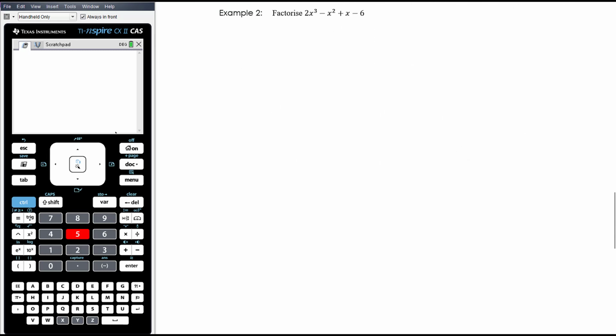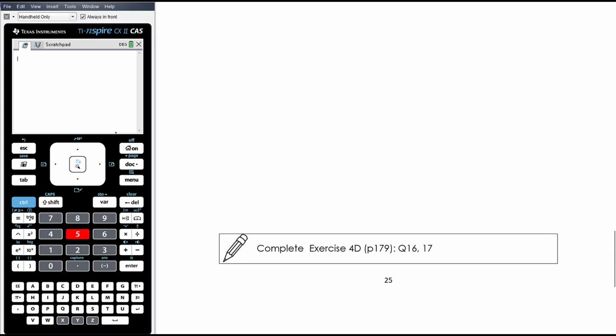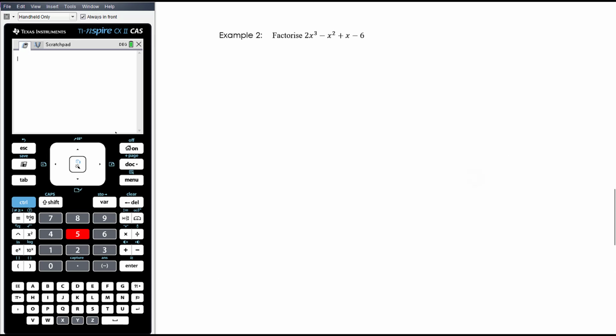Okay, there's one more example. If you feel you've got a grasp of that, by all means stop the video and move away. You can go on and do the practice from the exercise. It's 4D questions 16 and 17. Otherwise you might want to pause the video, have a go at this one yourself, see how you go, and then watch through the description after that.